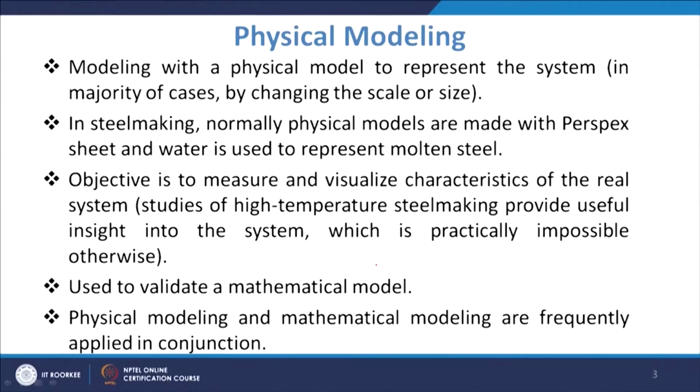These things can be seen by visualizing the flow behavior when you have a color contrast when we put the tracer inside, and by that we can have an insight using the physical model. So, that is why physical modeling becomes very important when we talk about tundish steel making. It is also used to validate a mathematical model.